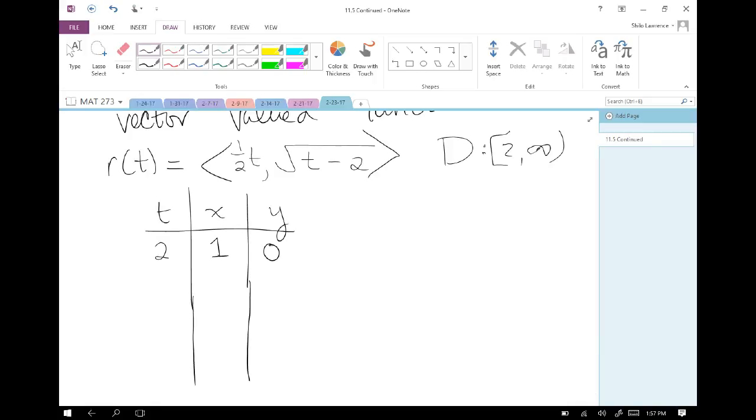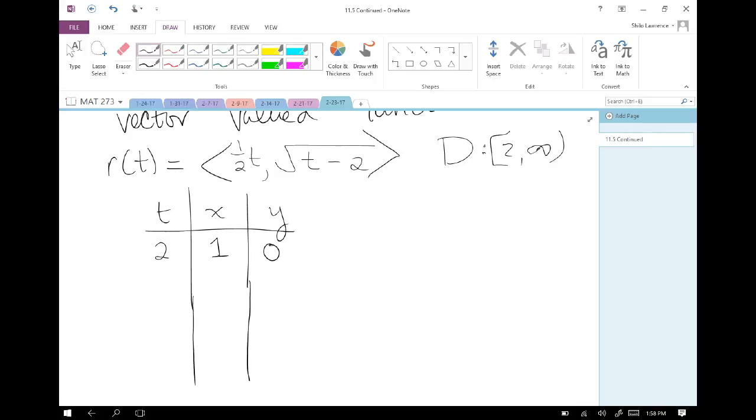Anybody have any idea why I'm not going to plug in 3? Because half of 3 is 3/2. I don't want to plot decimals. I don't want to plot 3/2. So we could plug in 4, but then we get square root of 2. So Adam says plug in 6.